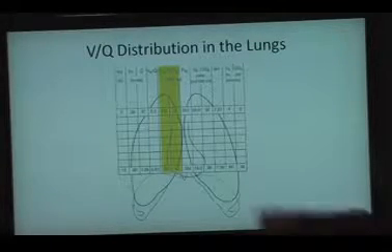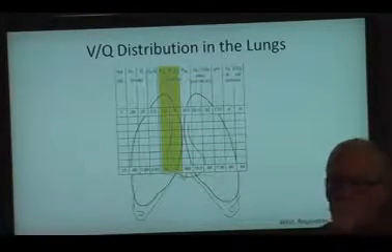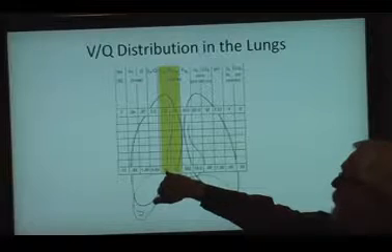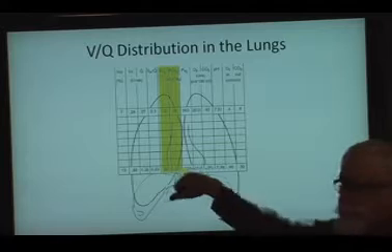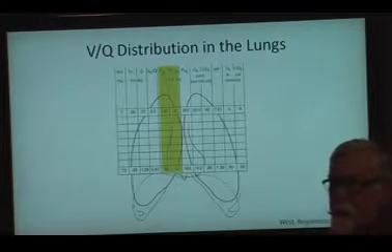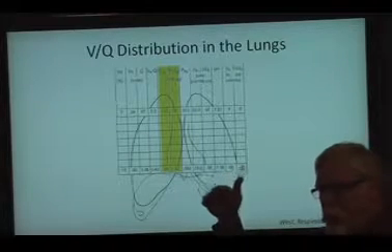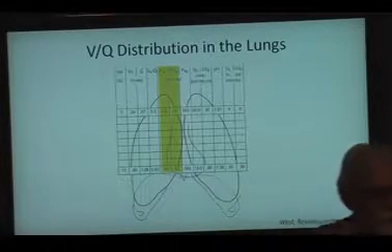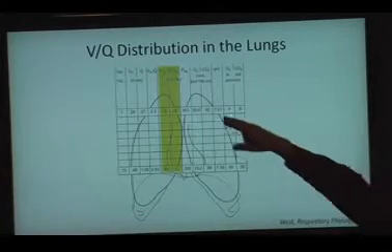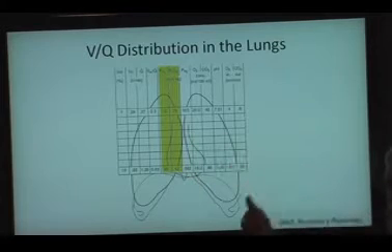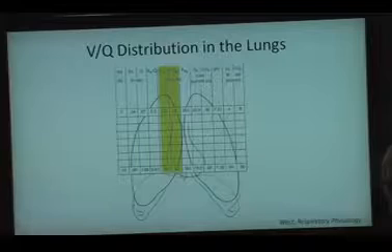Near the top of your lungs, the PO2 is about 130 and the PCO2 is about 28. And at the bottom of the lungs, your PO2 is about 90 and your PCO2 is about 42. So there is a distribution of VQ from the bottom of the lungs to the top, which affects the PO2 and the PCO2 within your lungs. This also explains part of the reason why there's a gradient between the alveolar PO2 and the arterial PO2, even in normal persons.